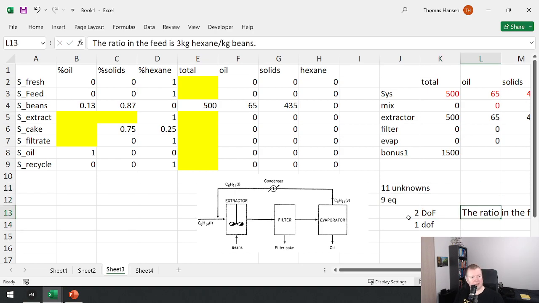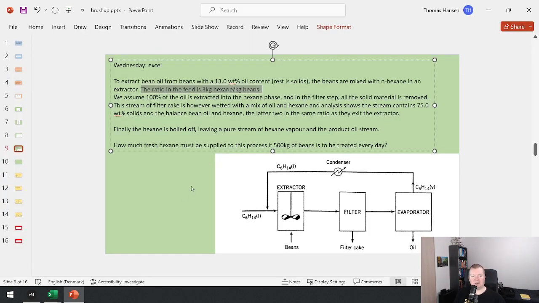Let's move that down here. We use this to get here. And then we need another piece of information. What other information do we have? Here. The stream of filter cake is wetted with a mix of oil and hexane, and analysis shows it contains 75 weight % solids, balanced bean and oil hexane, and those two have to be in the same ratio as the stream exiting over here. Okay, how do we set that up?